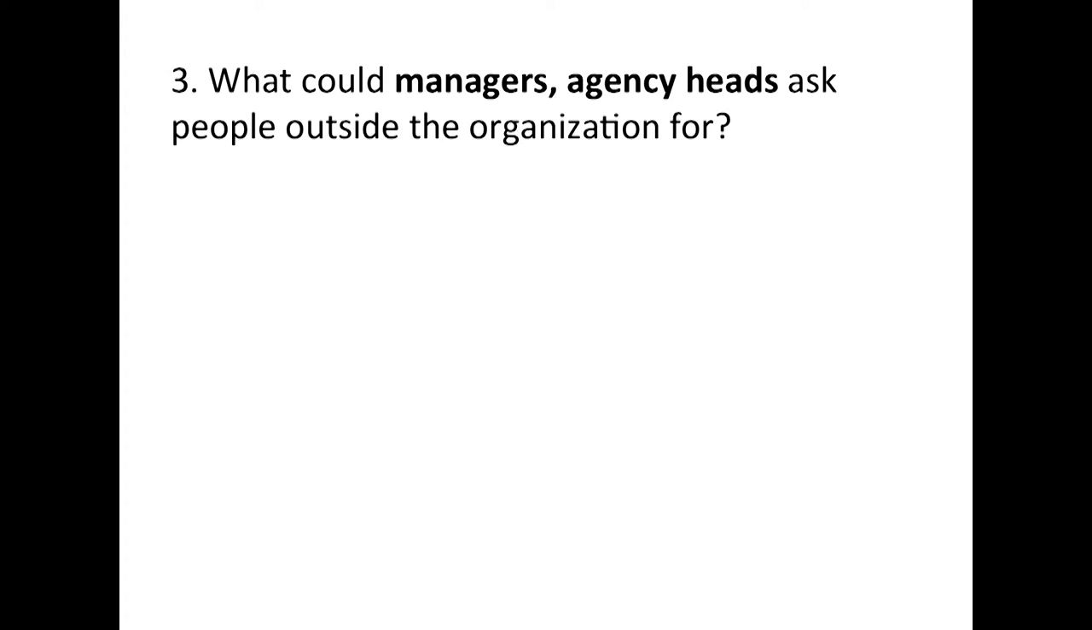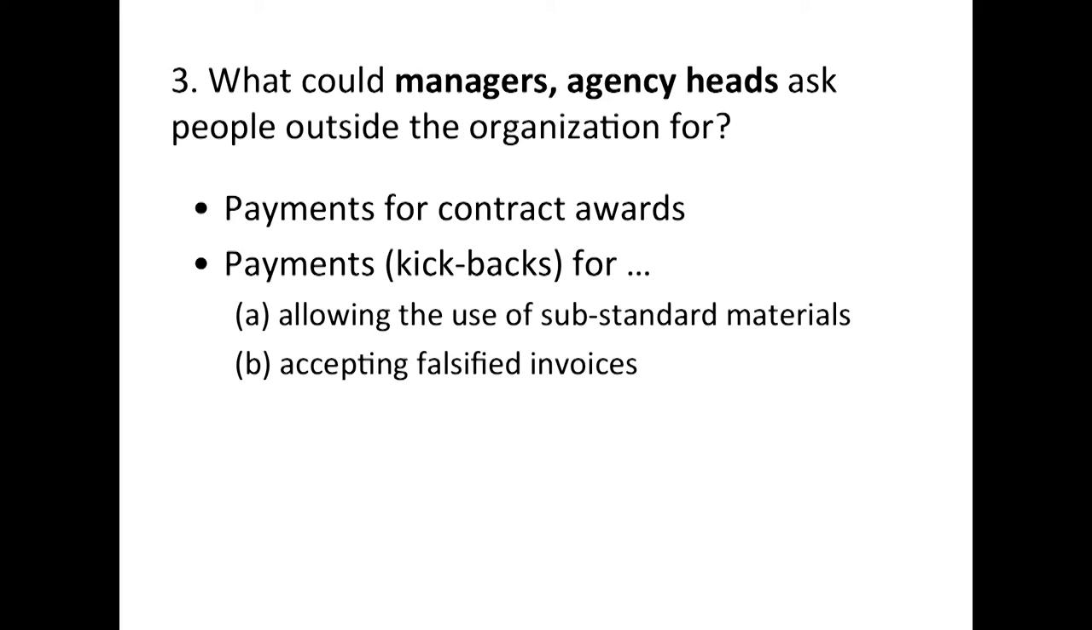Professor Davis's third question was, what could managers and agency heads ask people outside the organization for? She found that managers and agency heads receive payments for awarding contracts to firms and various types of kickbacks. Examples of common kickbacks were allowing contractors to use substandard materials and accepting falsified invoices. A few contractors admitted making payments to politicians for assistance in winning contracts. The value of these payments ranged between 1 to 6% of the contract value. Contractors recouped these payments through the use of substandard materials and over-invoicing.